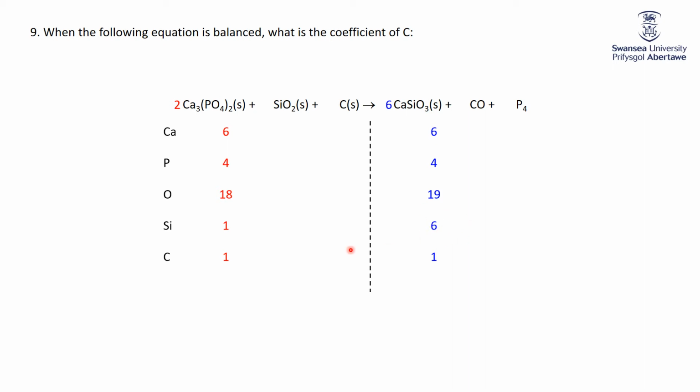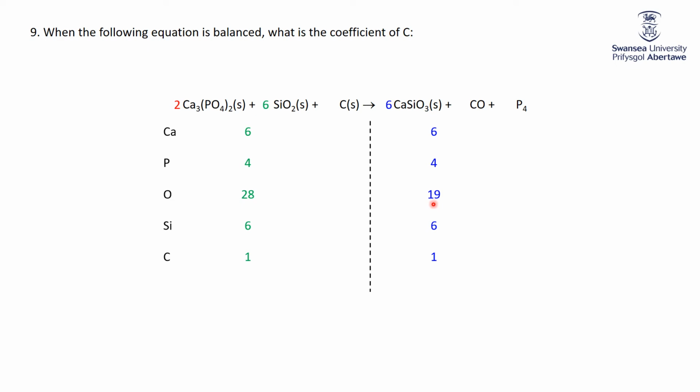We've got 6 on the right, we need 6 on the left, so we need to put a 6 in front of the SiO2. Recalculate: oxygens going totally crazy. Silicons now matched up, calcium and phosphorus matched up, carbons are still looking good. Now, the next thing we need to do is change the oxygens. We need to get more oxygens on the right-hand side.